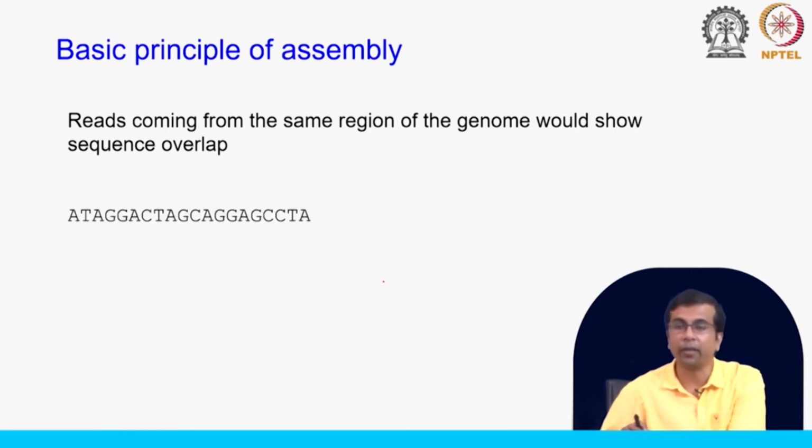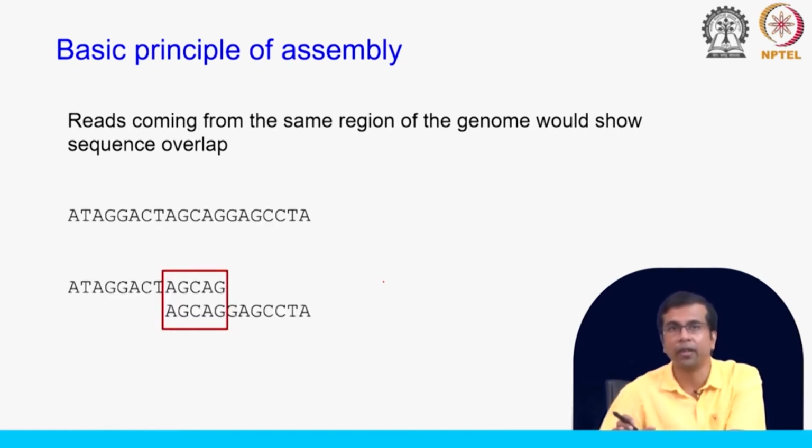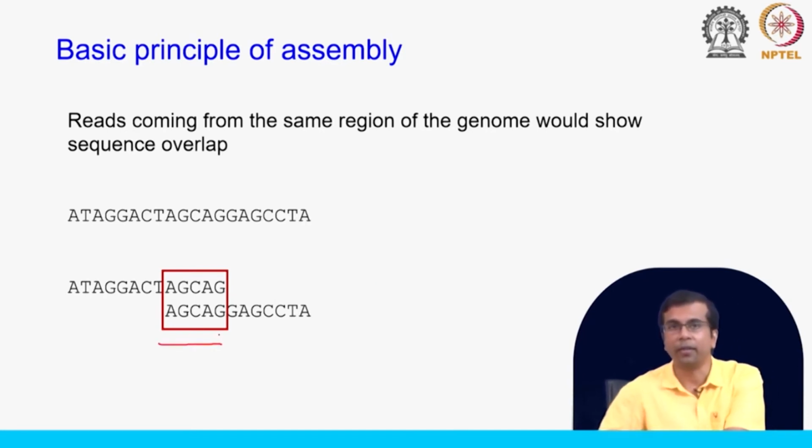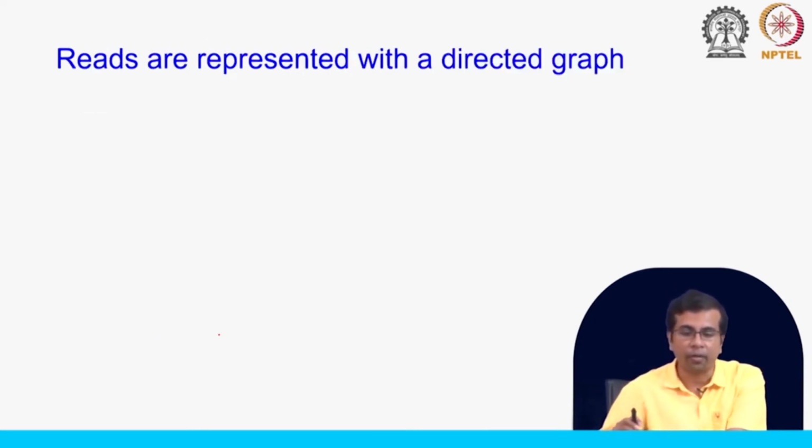If you take a fragment from this genomic region and let us say you have two reads coming from this same region, they are likely to show overlap, and in this example you can see this overlap here, AGCAG, this part is overlapping between these two. With this idea we can now continue. What we do is represent reads in a directed graph that tells us about the overlap, which we also call an overlap graph, because this directed graph tells us about overlaps between the reads that we have got from the sequencer.